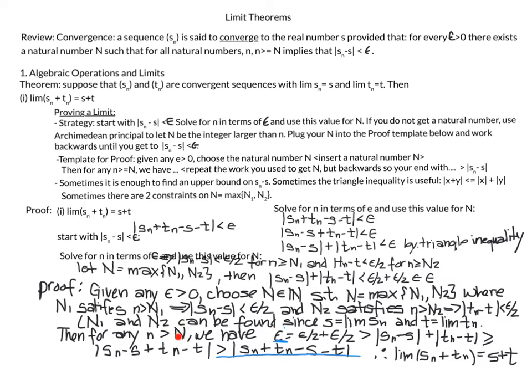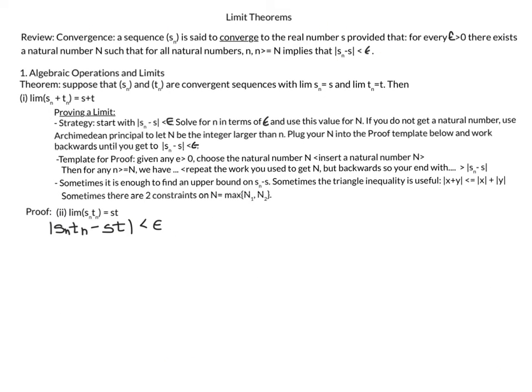Then for any n greater than or equal to N, where N is the maximum, we have epsilon equals epsilon over 2 plus epsilon over 2, which is greater than the absolute value of Sn minus s plus the absolute value of Tn minus t. And you can see I go through the entire thing backwards until I get this right here, which is what qualifies this as the limit of Sn plus Tn being equal to s plus t, from the definition of convergence.